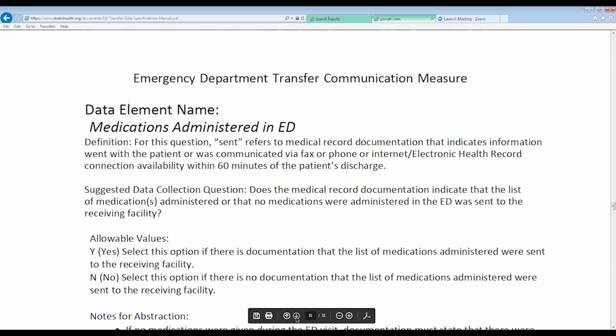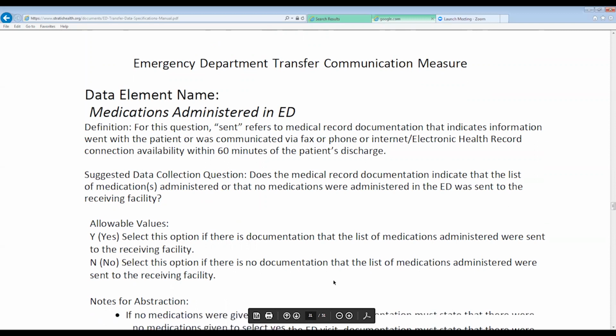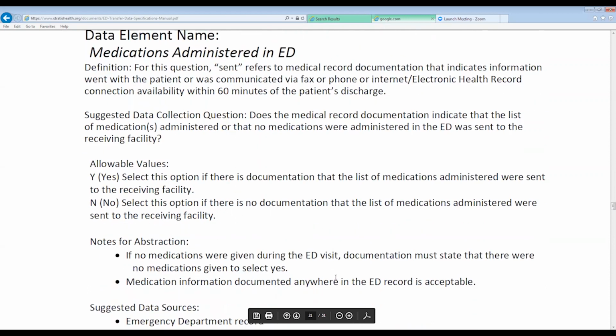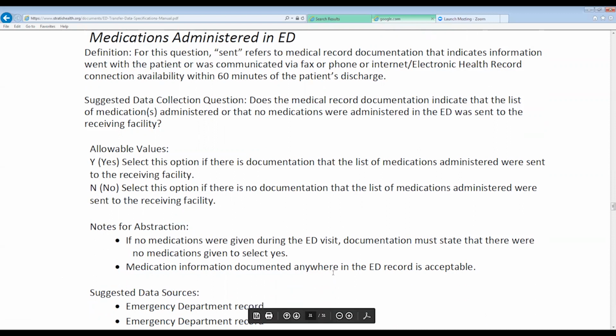Meds administered in the ED. Okay, these are medications that were given while they were in your ED. Okay, if there were no medications given right now, there needs to be documentation that states there were no meds given to answer yes. Okay, if there were no meds given, but it doesn't say that anywhere, okay, it doesn't say that anywhere that none were given, right now that's a no.